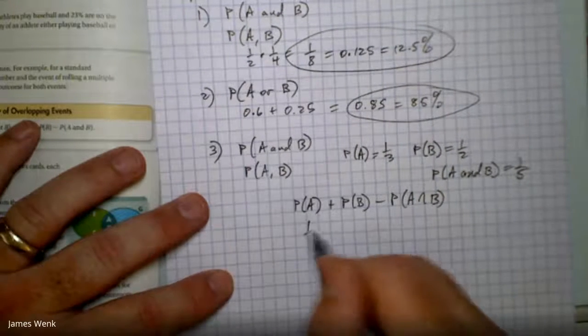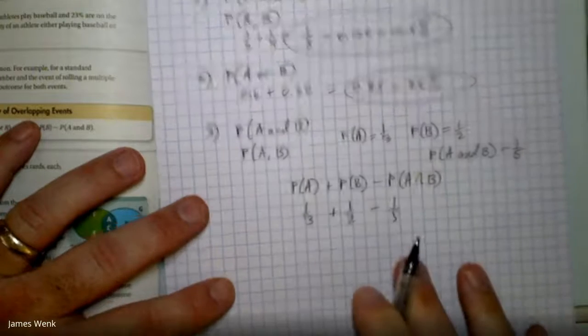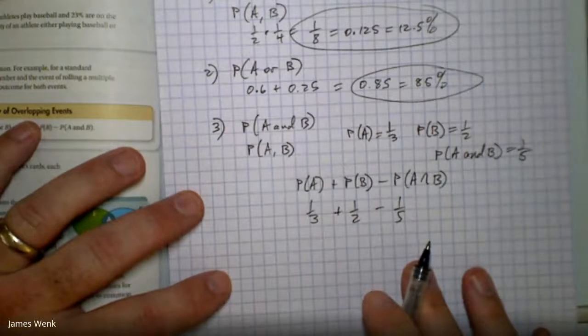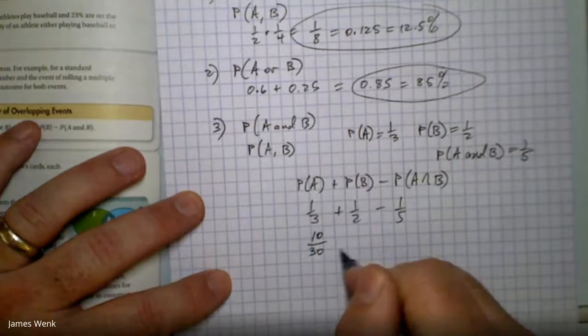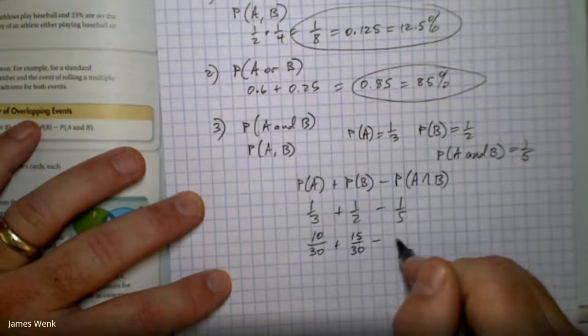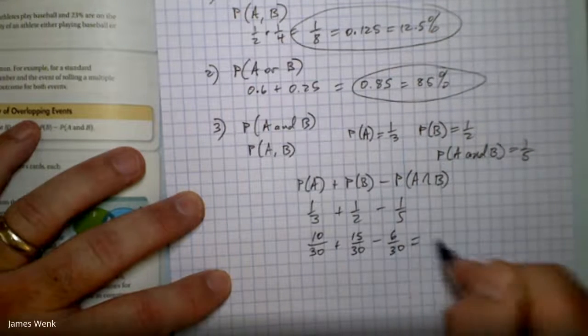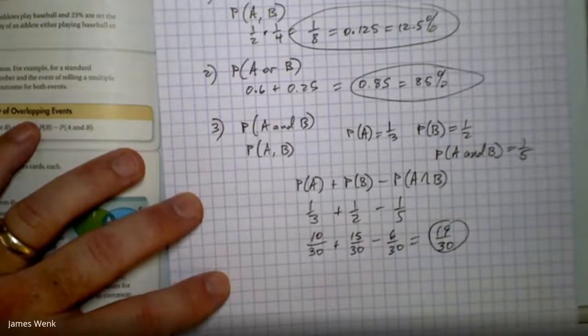So it's basically 1/3 plus 1/2 minus 1/5. So if you find a common denominator, it looks like it'll be 30. This would be 10/30ths plus 15/30ths minus what, 6/30ths? So 25 minus 6, I guess that's 19/30ths. That's how you figure that out.